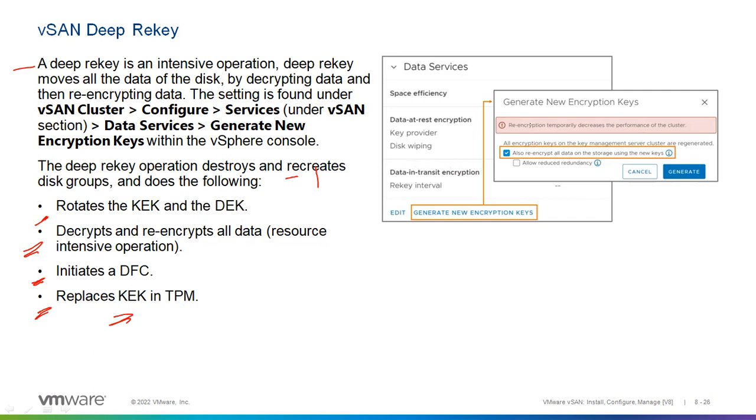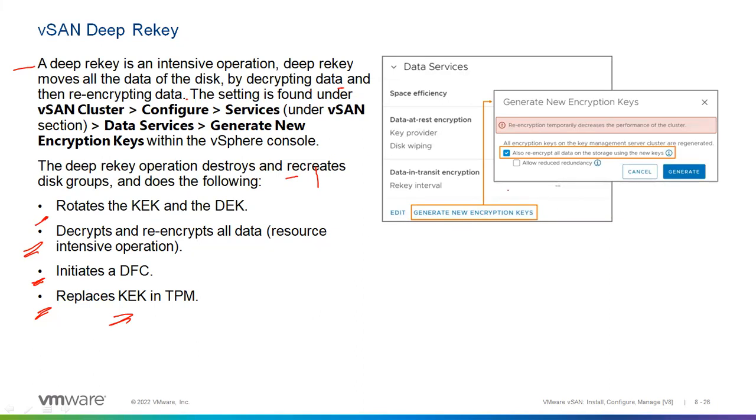Okay, but re-encryption temporarily decreases the performance. Definitely it will. We have to wait because it will decrypt all the data and re-encrypt all the data again. So what it will do, deep rekey moves all the data off the disk, first by decrypting the data and then re-encrypting the data. This setting is found under this, again, when we regenerate the key.